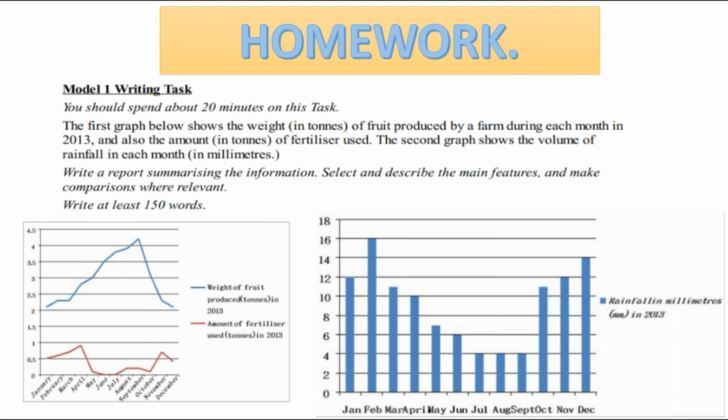Let me read the question for you. The first graph below shows the weight in tons of fruit produced by a farm during each month in 2013, and also the amount in tons of fertilizer used. The second graph shows the volume of rainfall in each month in millimeters. So you must write a report summarizing the information. You should select and describe the main features and make comparisons where relevant. Don't forget that you have 20 minutes and you must write at least 150 words. Good luck with your homework.